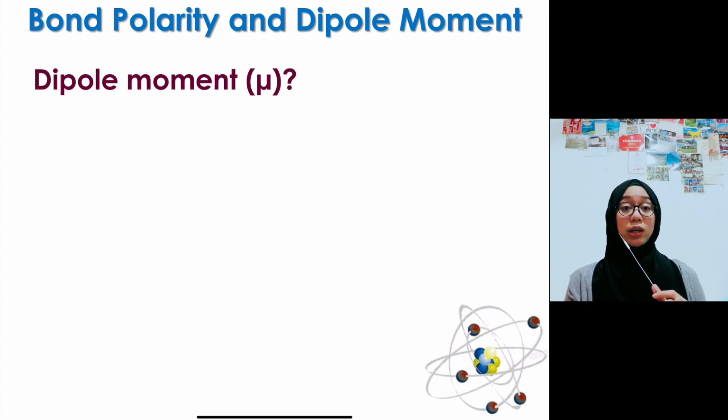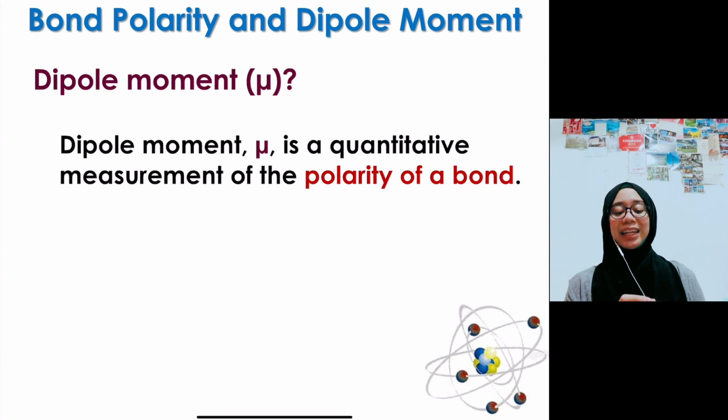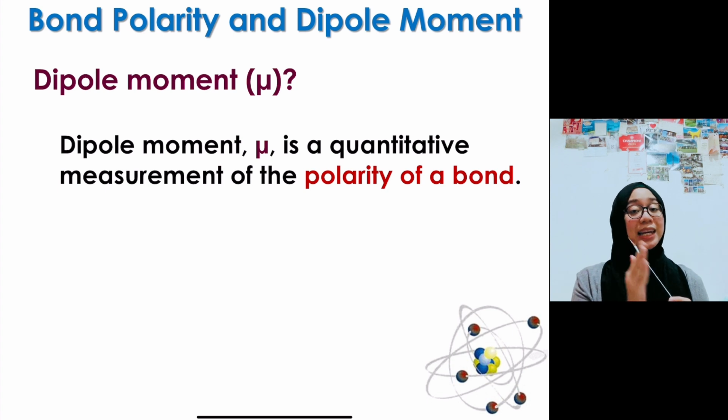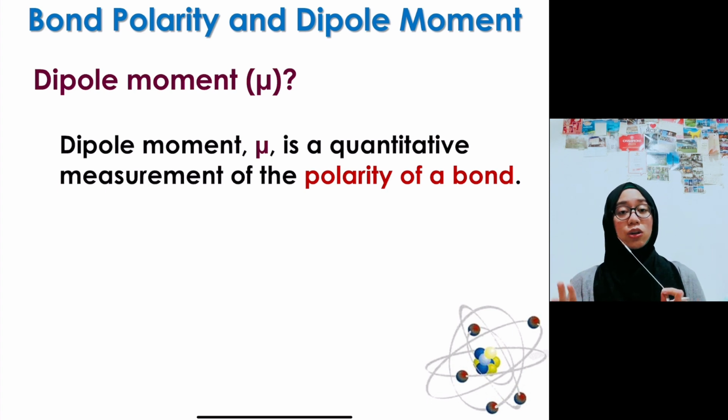So dipole moment now. So what is dipole moment? Dipole moment kita akan guna simbol mu pula. Dipole moment is a quantitative measurement of the polarity of a bond. Dia macam kalau dalam konsep fizik, dia macam force tapi bukan force lah. So dia adalah kuantitatif ataupun value lah sebenarnya, value untuk menunjukkan polarity of a bond. Lagi besar value tersebut, meaning lagi polar lah. Lagi kecil value tersebut, lagi less polar. Kalau zero bermaksud it is not polar at all.